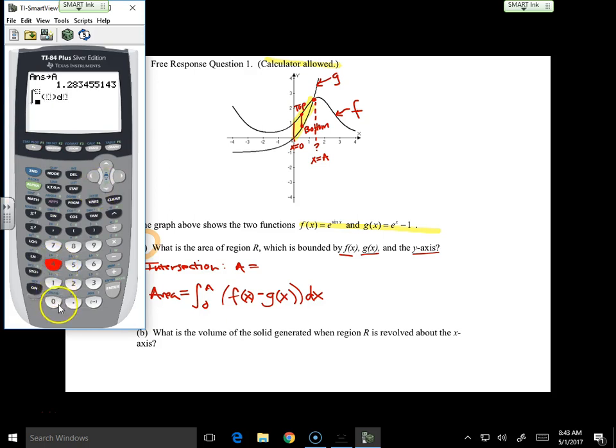Then I'm going to go from 0 to, because I'm cool like that, alpha A. And then I'm going to go get my y-vars. That's not the right one, it's one more over. There we go. I have y1, because that's where I put my f, and I realized my orientation, minus y2.